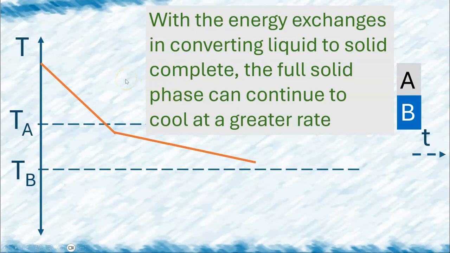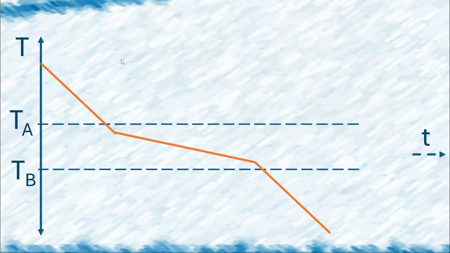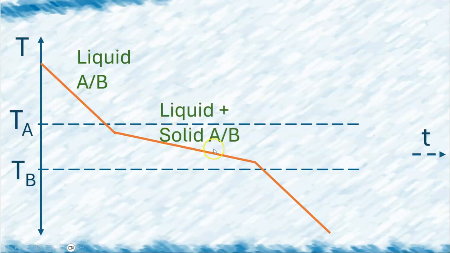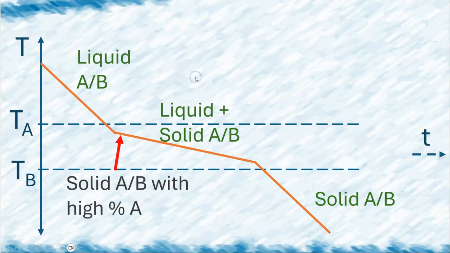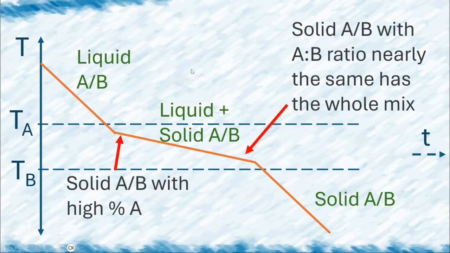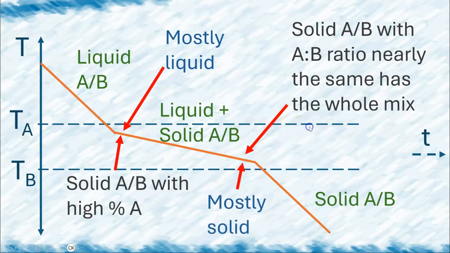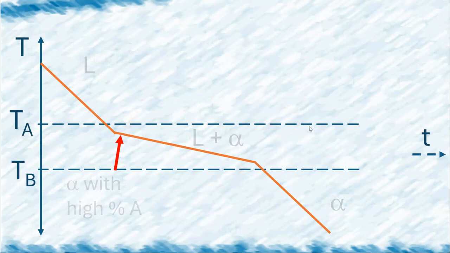So now we're completely solid. We don't have to be changing those from bonds back into solid bonds anymore, so the temperature is able to cool down at a faster rate. Looking at the phases present, we have liquid. We have liquid and solid, and the solid is a mixture of A and B. And then we have that completely solid, which is allowed to cool down even further. So solid AB with a higher concentration of A when we start, and more and more B enters it until we're exactly the same as what we started with. Mostly liquid when we start solidifying, mostly solid when we're finishing solidifying.